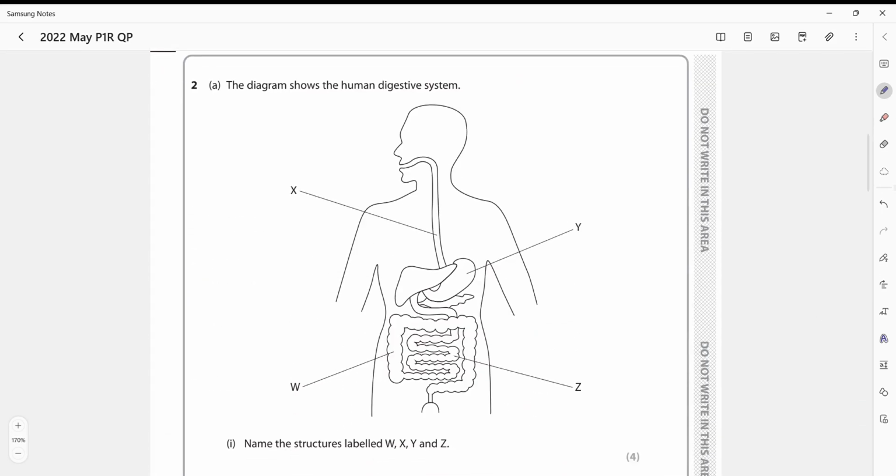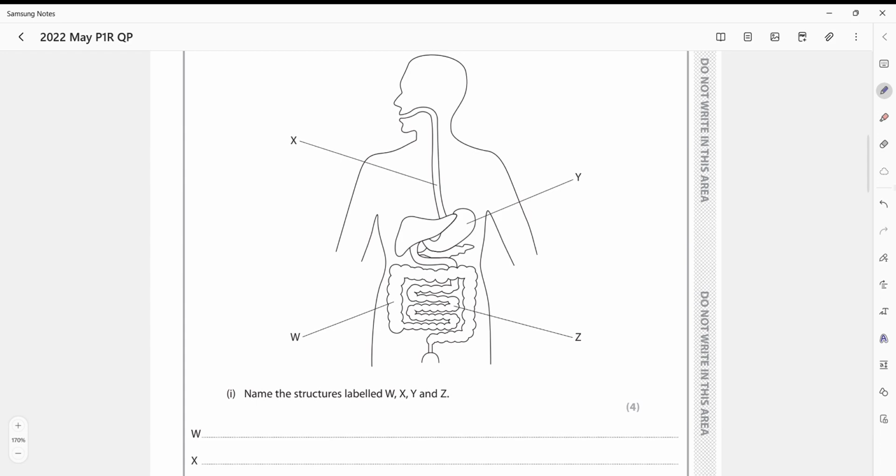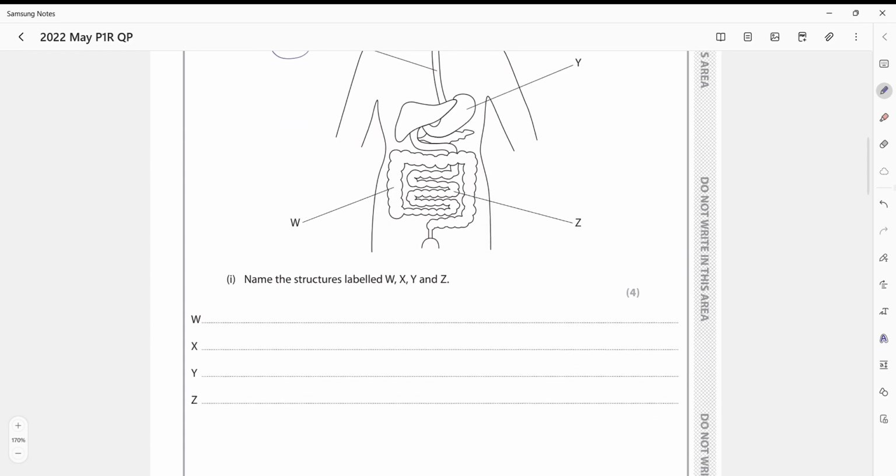So question 2, the diagram shows the human digestive system. So here we have a person. Let's label the different structures. Let's start off with X first. So X is the esophagus. I'm going to use a British spelling for this, and that starts with the letter O. So esophagus.